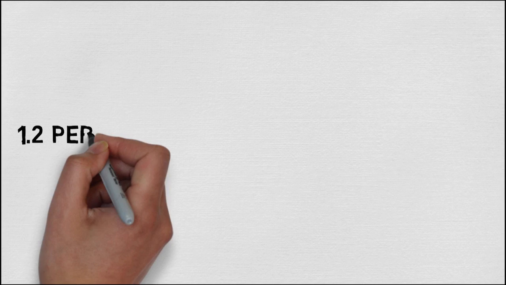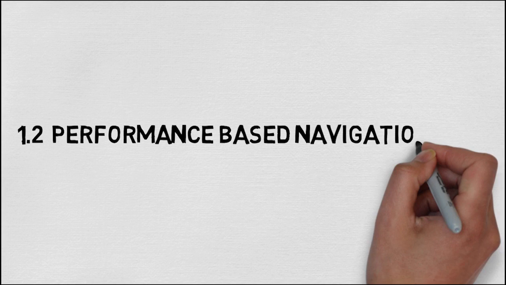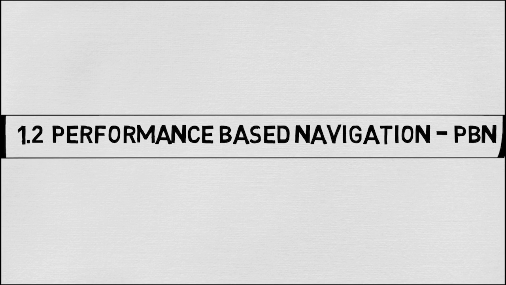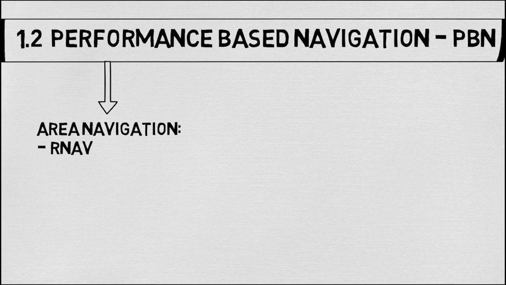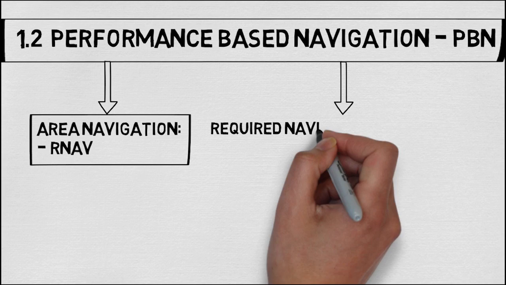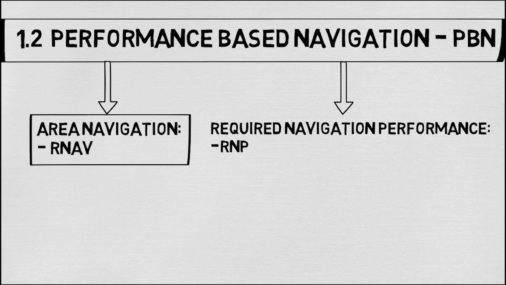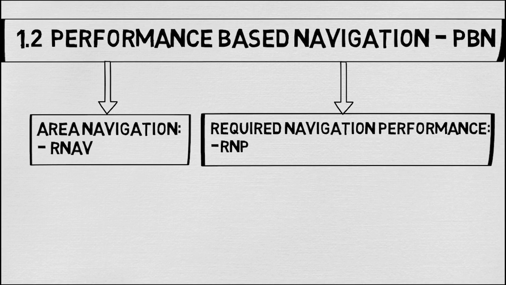Now let's take a step back and look at the bigger picture, introducing the term performance-based navigation. In its basic form, it represents two concepts. First is the area navigation, which we have just discussed, or RNAV. And second is the required navigation performance, RNP. In your career, you will come across the two quite often, but what is the difference?